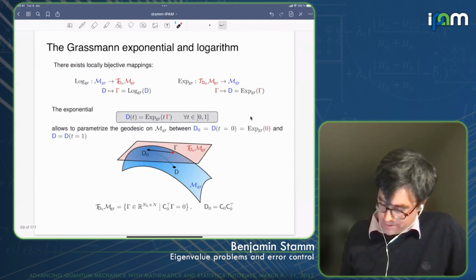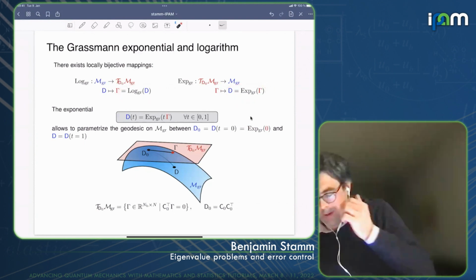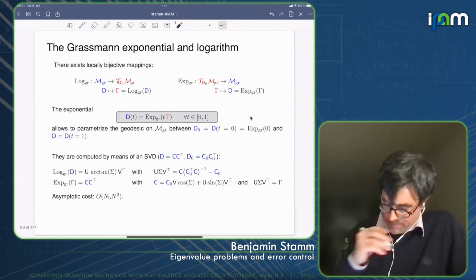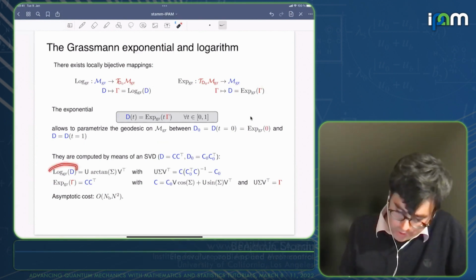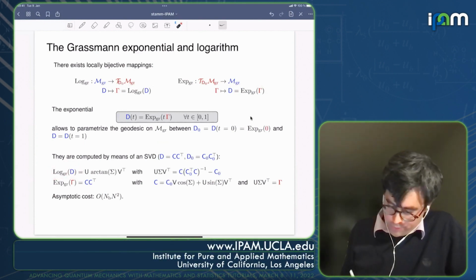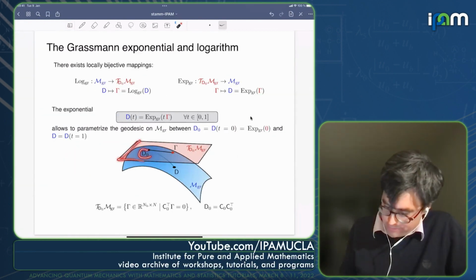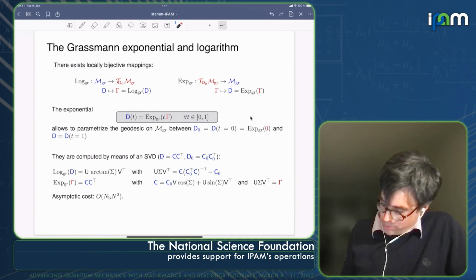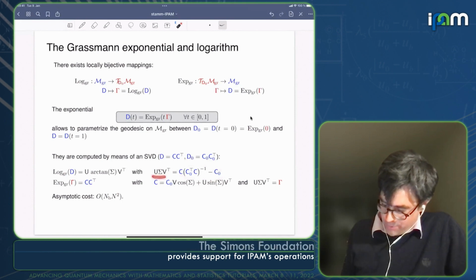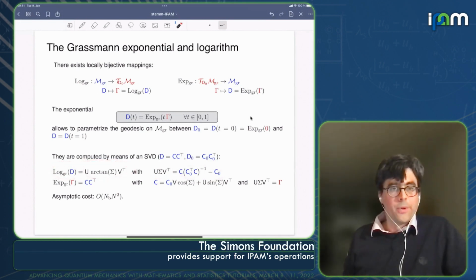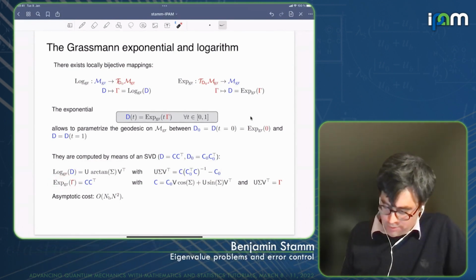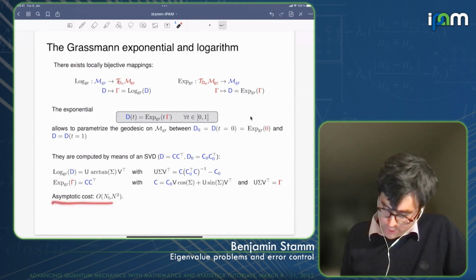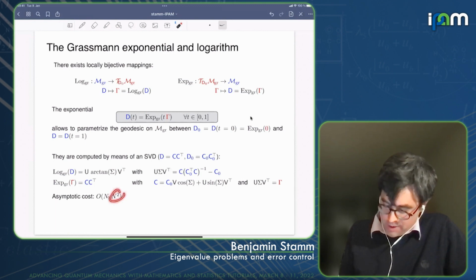But this is not just an expression that comes from very pure algebra or Riemannian geometry. You can actually compute it, and what you have to do is compute an SVD. If you want to compute the logarithm of a density matrix, we assume that we build a tangent space at a certain D0. The D0 is represented by Z0 Z0 transposed. What you have to do is build this matrix and do an SVD. With these ingredients from the SVD, you build this, and you have the logarithm. The other way around, if you want to compute the exponential of a gamma vector, you first do the SVD of the gamma vector, you build this C matrix, and then you build C C transposed. The asymptotic cost is NB, the number of basis functions, times the number of orbitals squared.